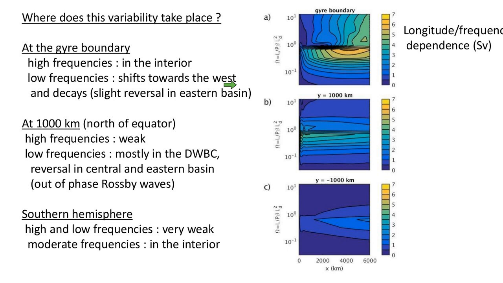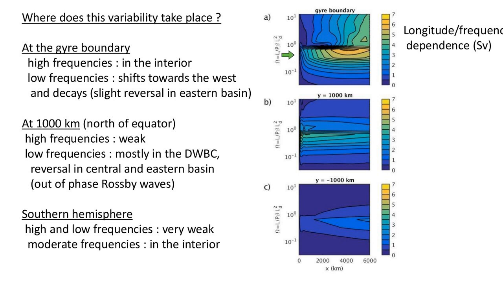I'm running a little bit short on time, so I'm going to go quickly through these. Where does the variability take place? At the gyre boundary at high frequencies, it's all the way across the gyre. So this is the magnitude of the variability as a function of frequency and longitude.